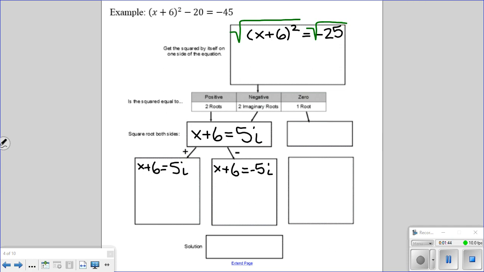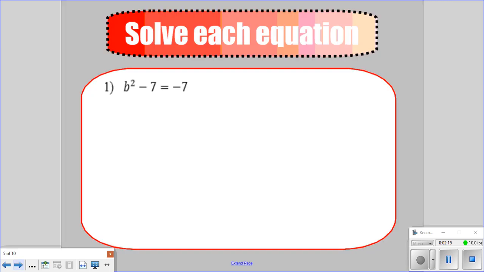I'm going to subtract 6 on both sides, so I get x equals 5i minus 6. On the other one, I subtract 6, so I get x equals negative 5i minus 6. So my solution here is going to be, remember the smaller answer goes first, negative 5i minus 6, comma, 5i minus 6. If you just follow that flow chart every time, you'll be able to get your answer.